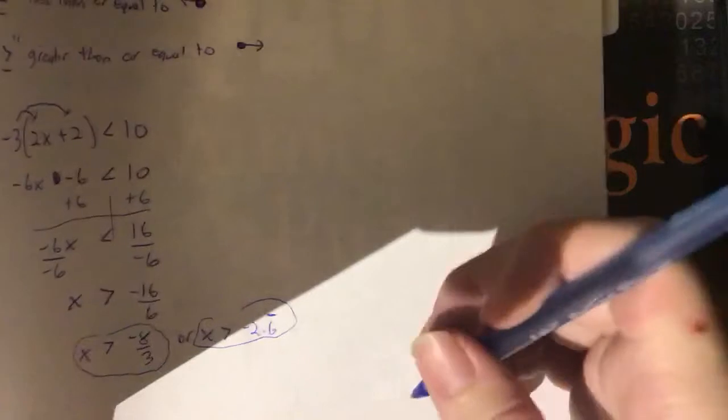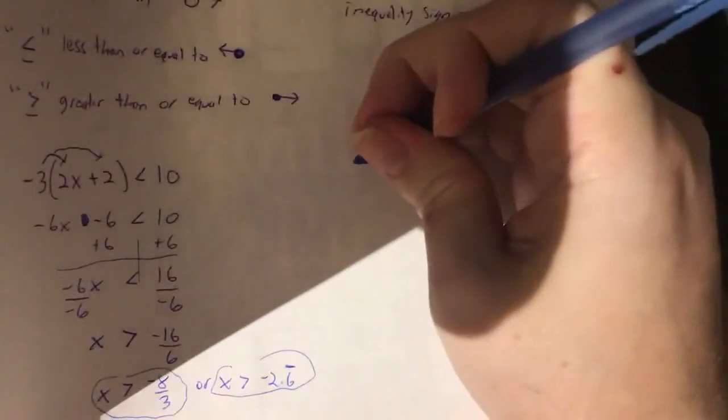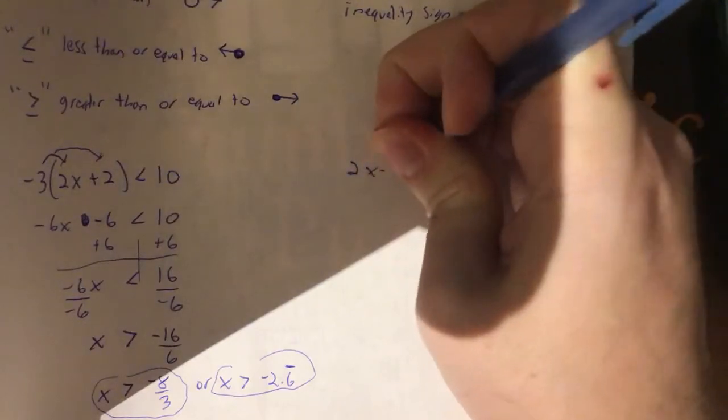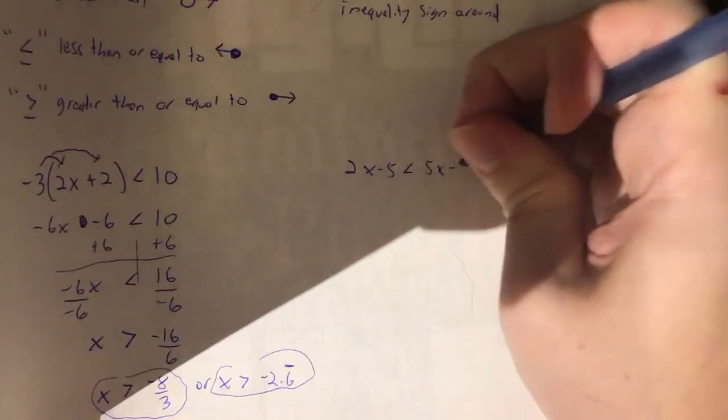Okay, next one. We're going to do one with an inequality with a variable on both sides. So 2x minus 5 is less than 5x minus 22.